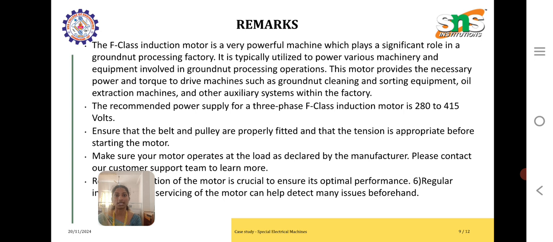The remark is to ensure that the belt and the pulley are properly fitted and that the tension is appropriate before starting the motor, and the base should be proper. These were the issues detected. This was the particular reason why that motor had an issue.